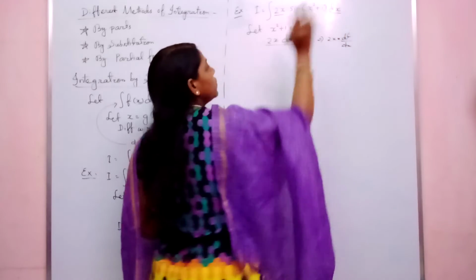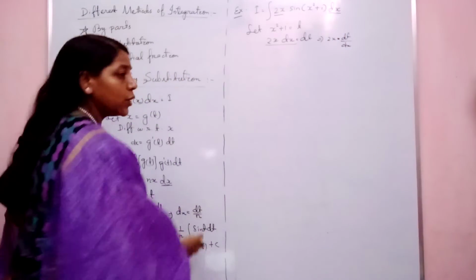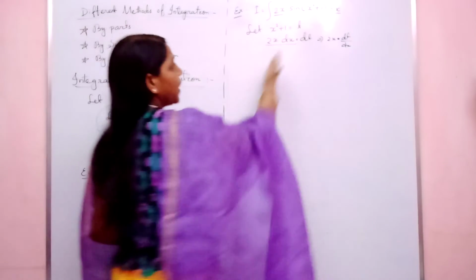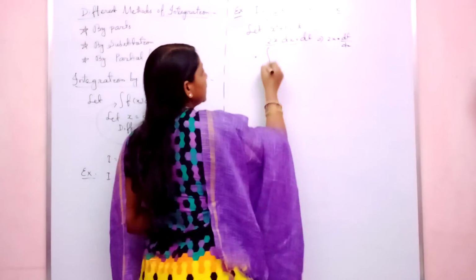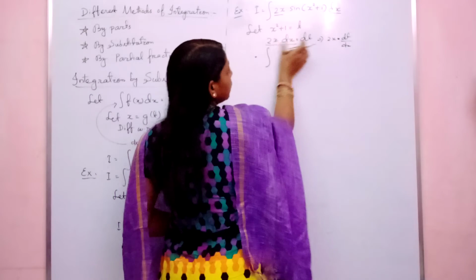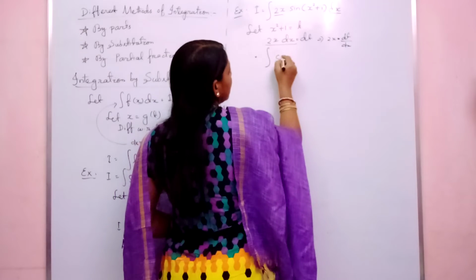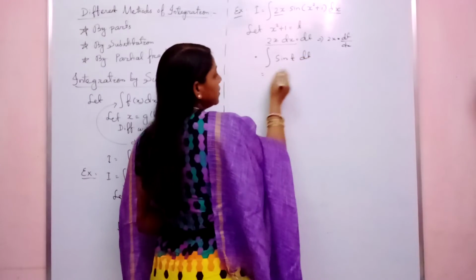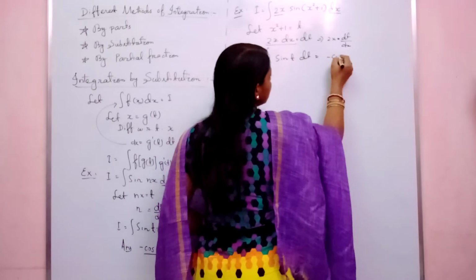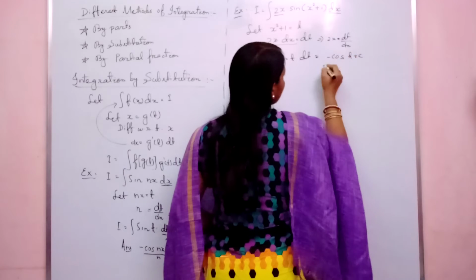Then your dx will get cancelled. Finally, this is the way I am doing it up to now. But once you practice, this method is somehow simple. So the integral becomes integration of sin t dt, where 2x dx is replaced by dt and x square plus 1 is t. Sin t integration you know: minus cos t plus c.